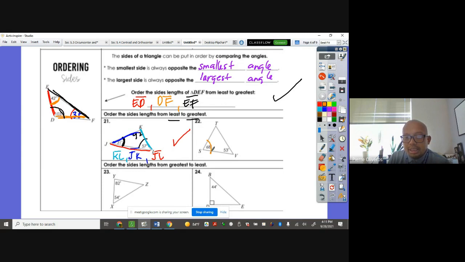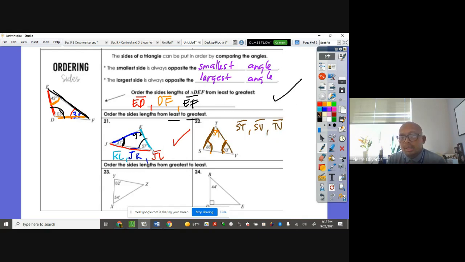Next, this is 68, that's 53. So 68 plus 53 is 121, subtracted from 180, that gives us 59. So in other words, the smallest angle is 53 here, so this is the side ST. The next one there is 59, so it will be SV. And 68 is the largest angle, so TV is the longest side.